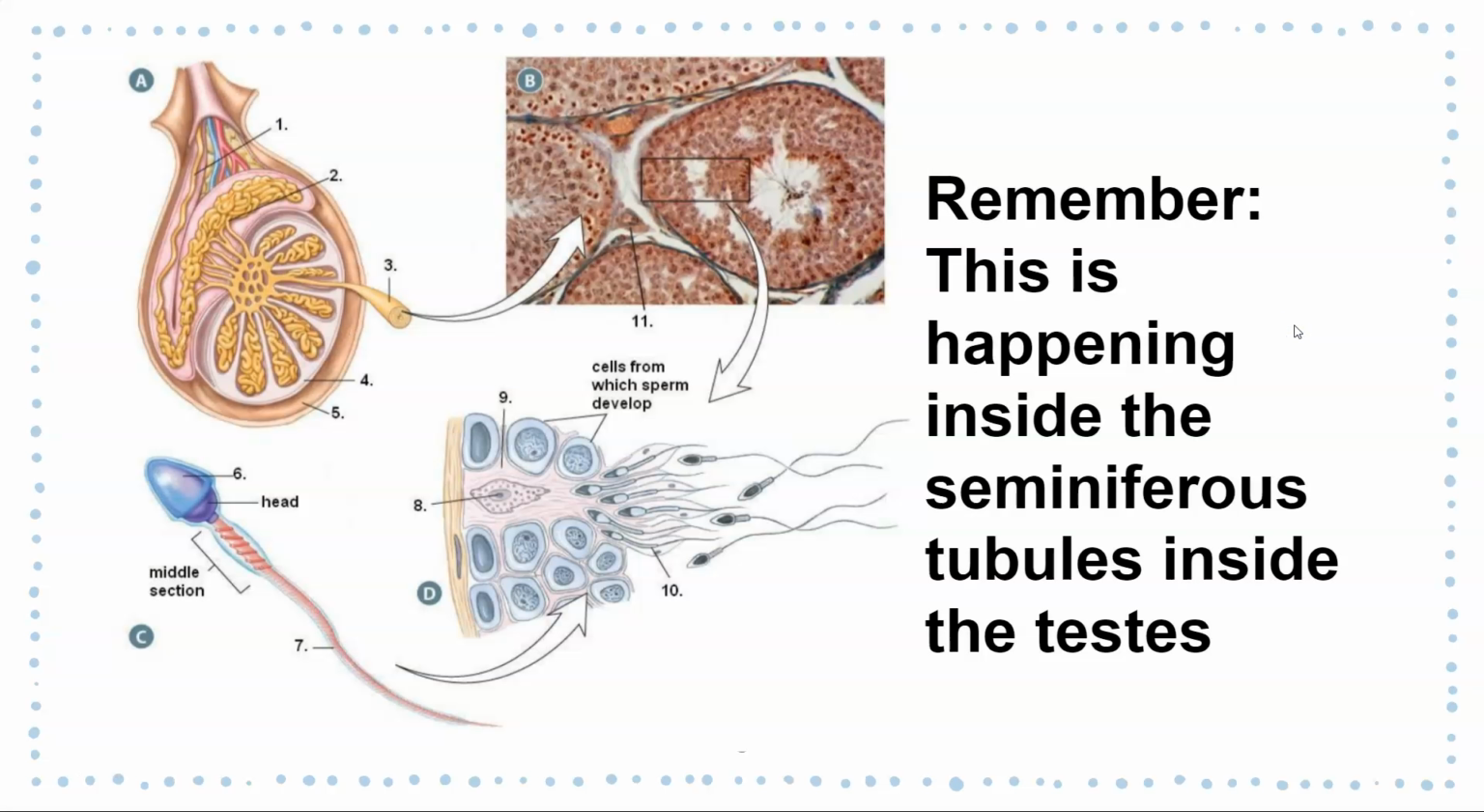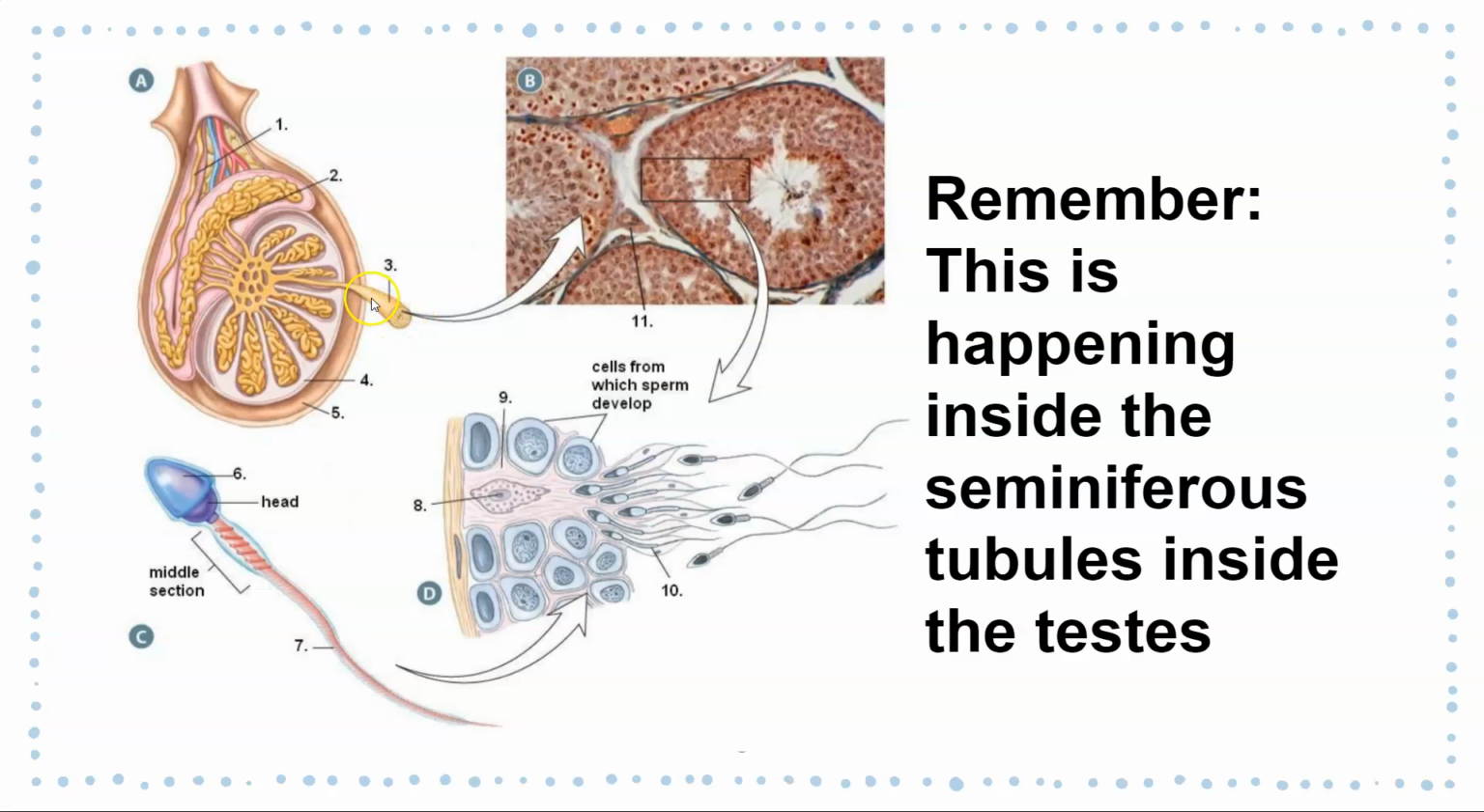So again, just to reiterate, this is happening inside the seminiferous tubules, which are inside the testes. So inside the testes, right here, you have all these tubule structures. And remember, it's a tube. So it's a round part with a hole through the center, because the sperm develop from the outer side of the tube into the center.